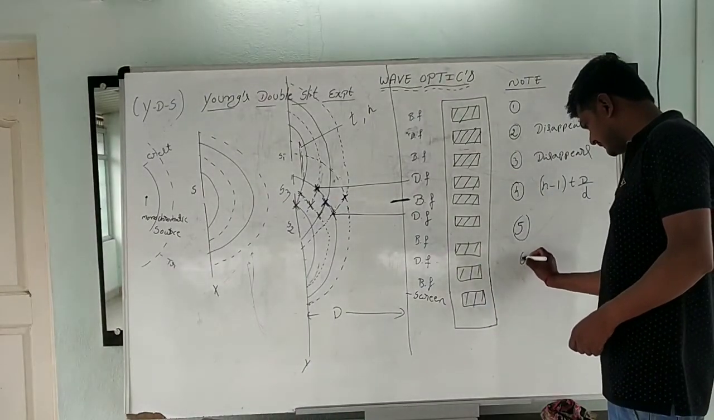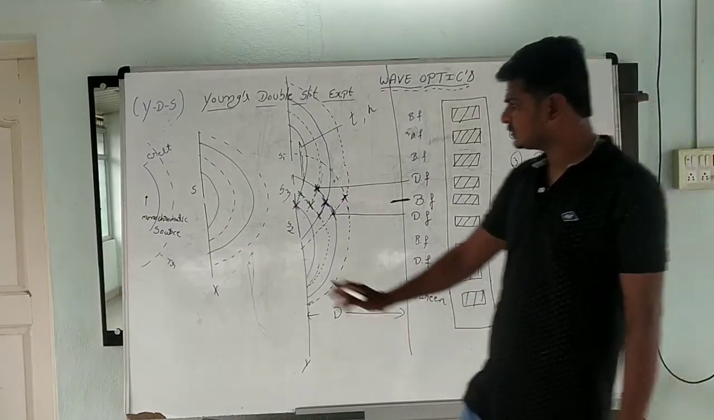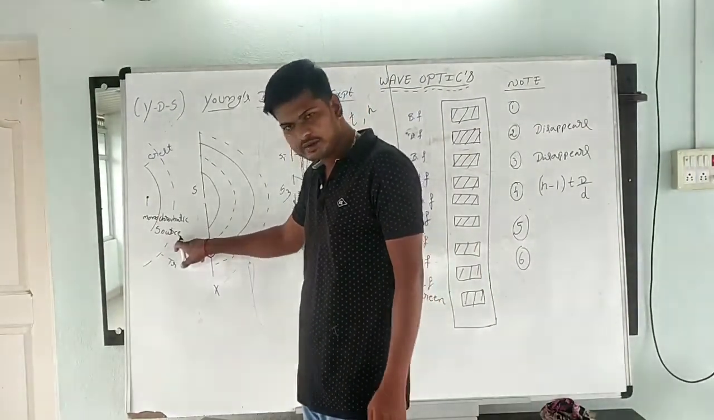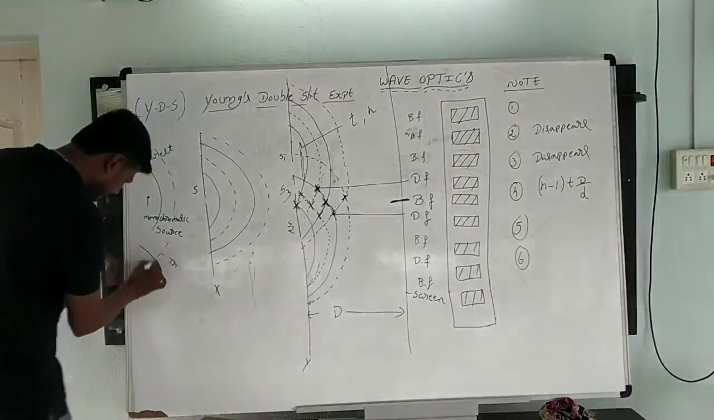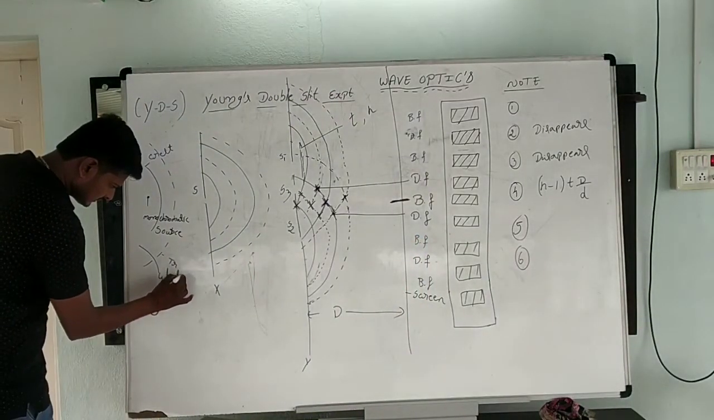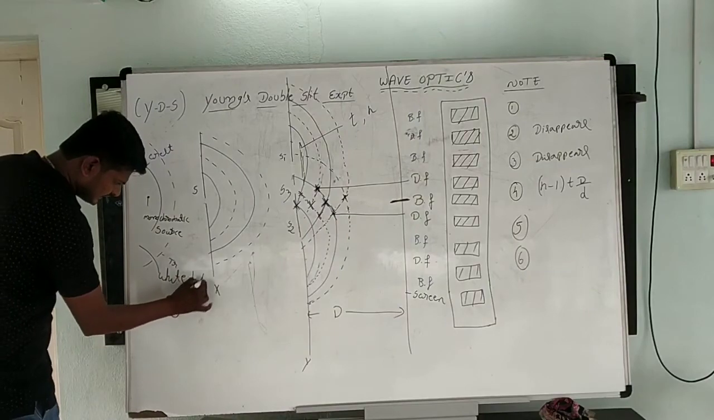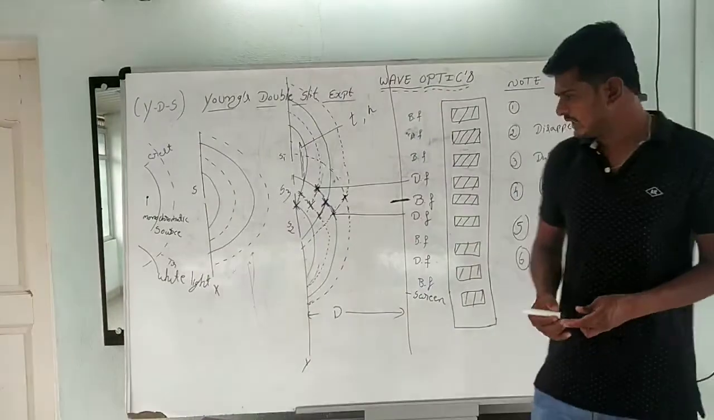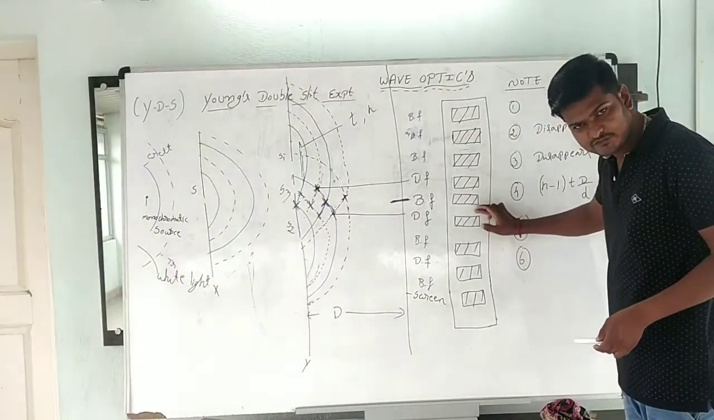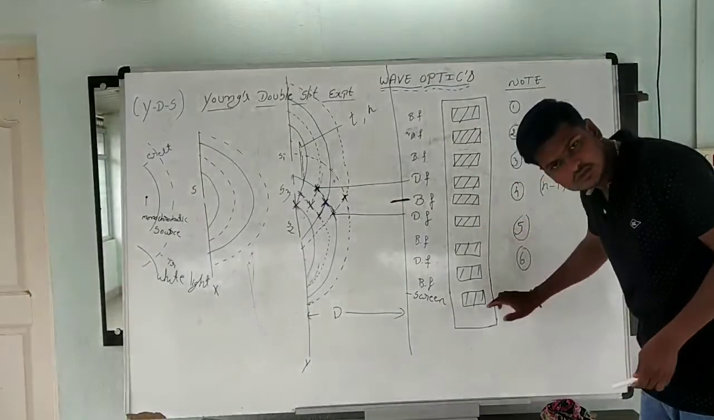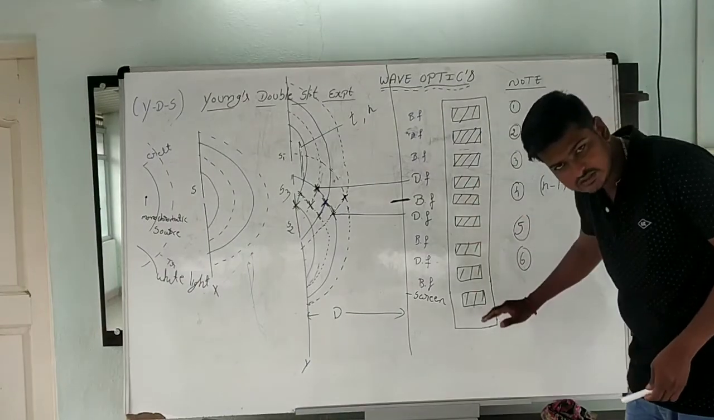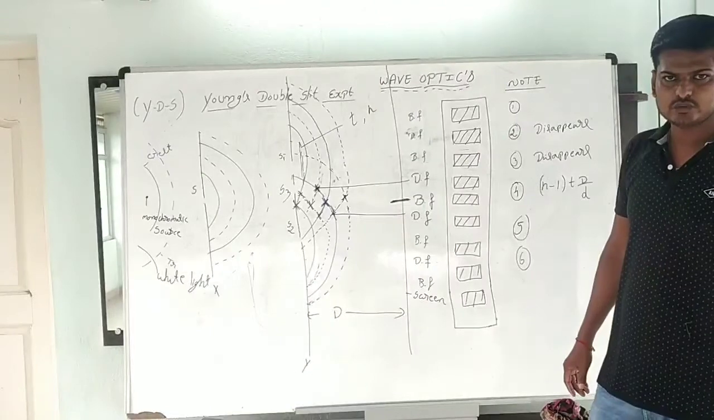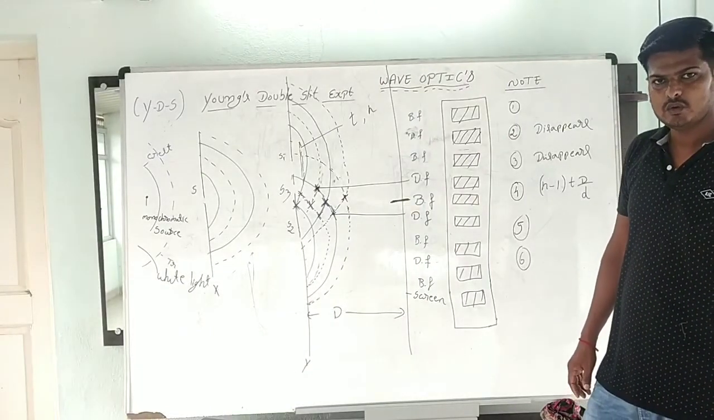Next, sixth point. Here I was using a monochromatic source, meaning light of a single wavelength. Instead of a monochromatic source, I am going to use white light. What will happen? The center will get a bright fringe only. Above the center or below the center, we will get the fringes in the order of the colors of the rainbow.